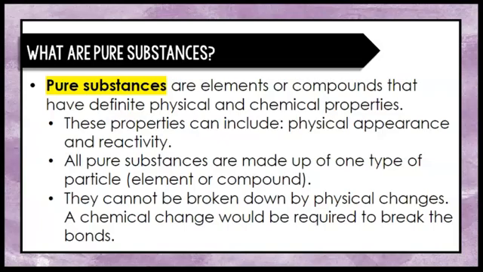They have definite physical and chemical properties. These properties can include physical appearance as well as chemical reactivity. All pure substances are made up of one type of particle. It can be an element or a compound. They cannot be broken down by physical changes, so a chemical change would be required to break the bonds.